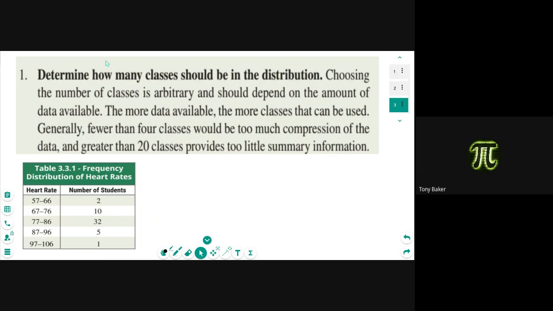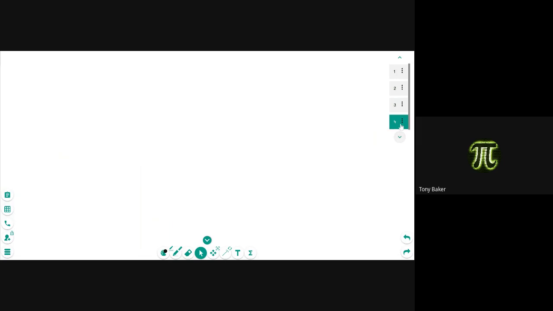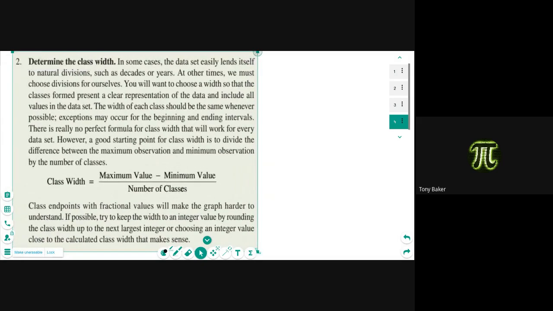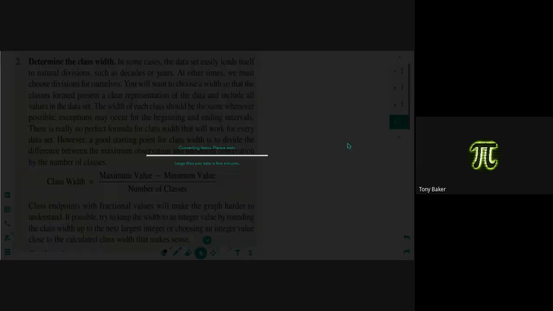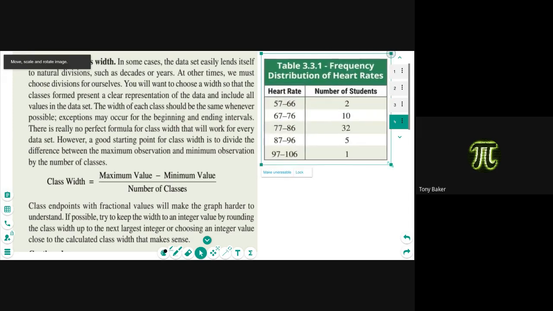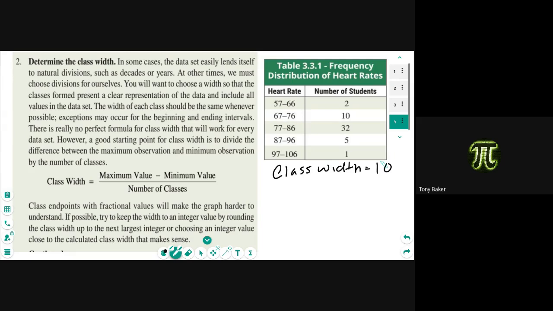The next thing, which is actually the most important one, is determining our class width. So class width sounds really complicated. Really not. Class width is basically how wide you want your values to be. So in this problem here, my class width was 10, because from 57 to 66 there are 10 values.